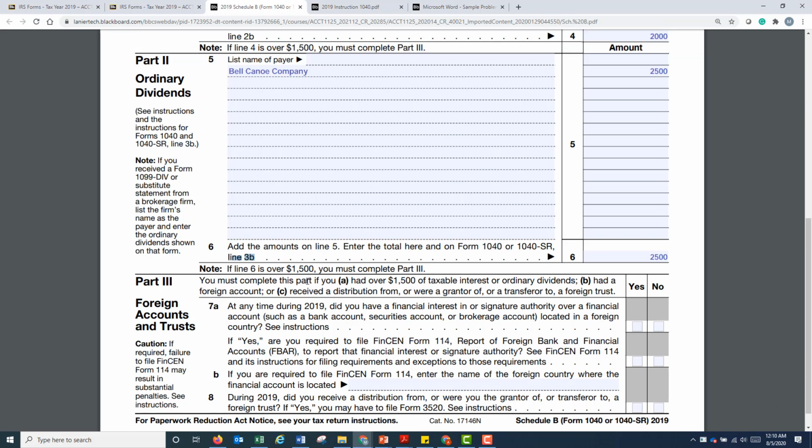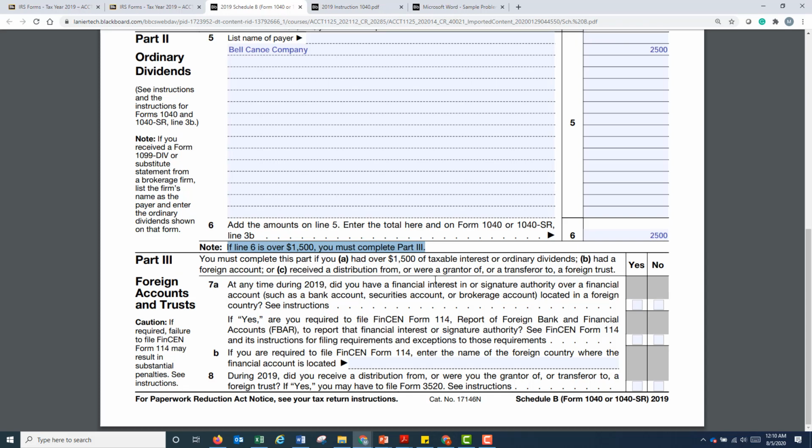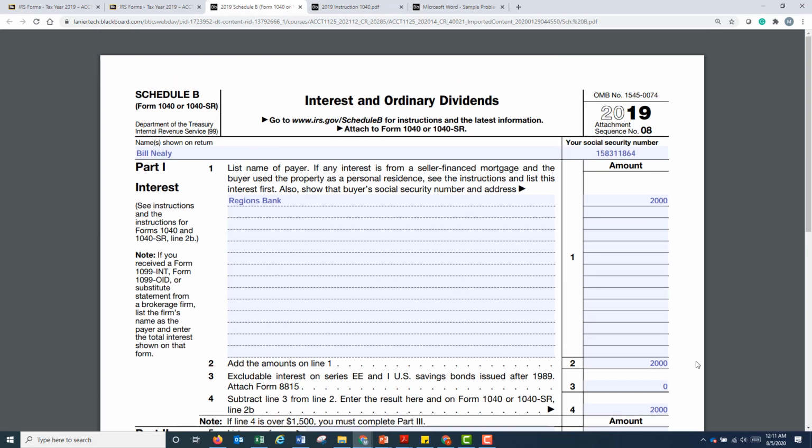It says if line 6 is over 1,500, then we must complete part 3. It is over 1,500, so let's complete part 3. However, we do not have any foreign accounts and trust in the problem. Therefore, mark no here and no here. And that's it with Schedule B. As always, don't forget to go back and check and make sure everything is completed.